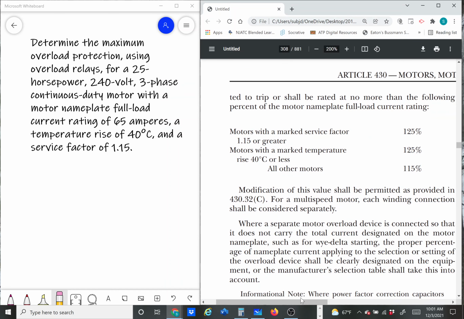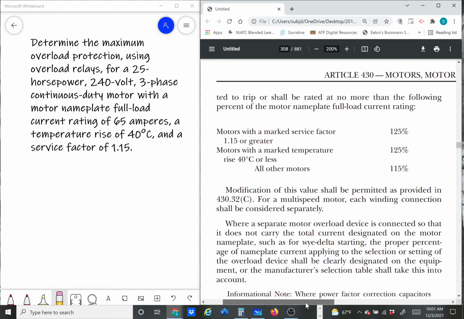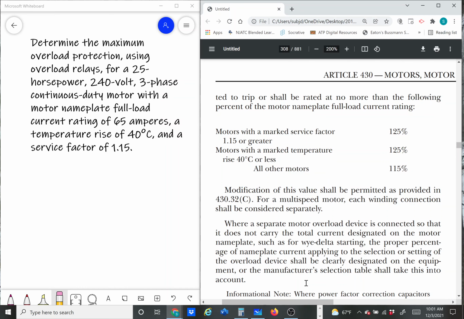and it actually says it right here, trip or shall be rated at no more than the following percent of the motor nameplate full load current. So here's one of the things we have to pay attention to. In this case, these ones here, starting current is not a problem. This is our standard table where starting current is not a problem. So if we have a motor with a marked service factor of 1.15 or greater, that means I can load this thing to 115% or greater and not cause permanent damage, and it won't permanently damage my motor.